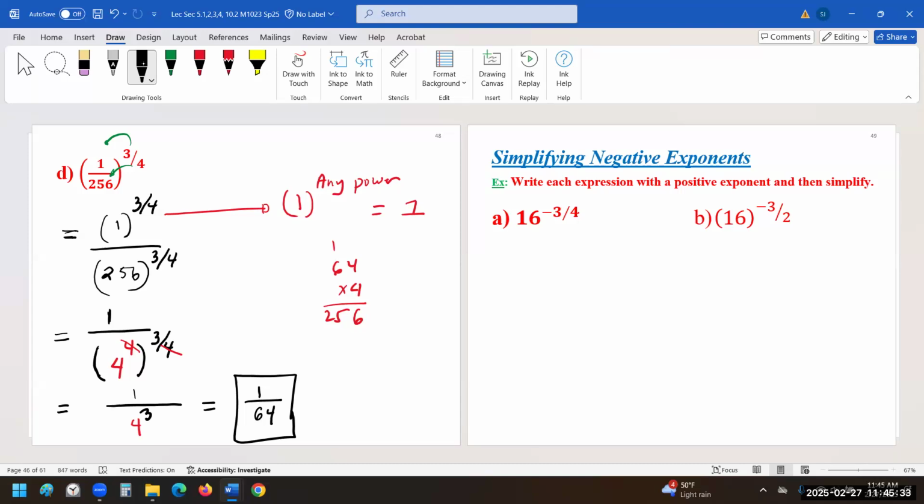So let me do A, you'll do B. So when you have negative power, you have the same scenario. You have two choices. Either first convert into a fraction or first simplify and then convert into a fraction. It's up to you. So personally, I like to simplify fast and then turn into a fraction because we don't like fractions.